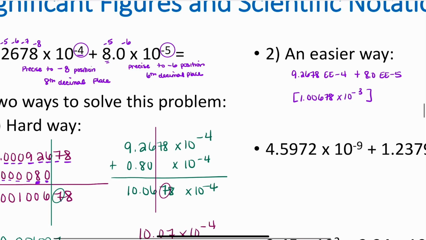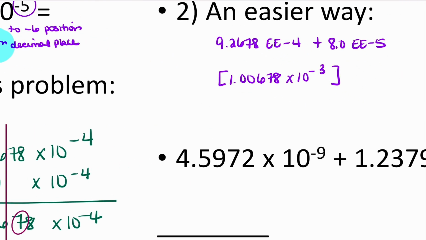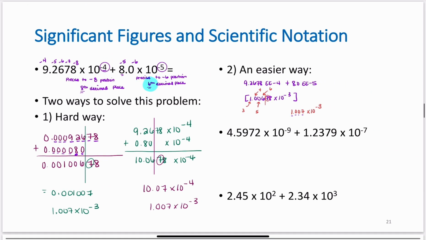Now I can quickly say, well, I know that this is precise to the 8th, this is only precise to the 6th. This is the least precise. So therefore, my number can only be precise to the 6th decimal place. This is the 3rd, 4th, 5th, and 6th. I'm going to drop that 7, 1.007 times 10 to the -3. Again, 3, 4, 5, 6. My number is precise to the 6th decimal place. And so it's a shorthand by using that scientific notation to your benefit.